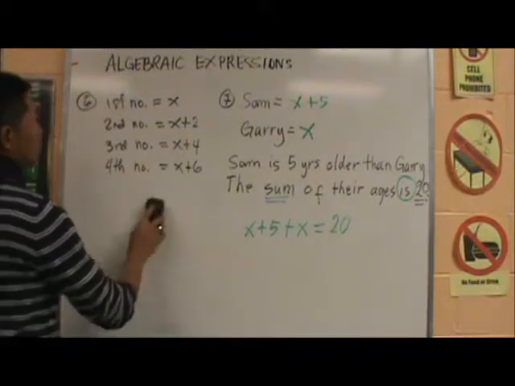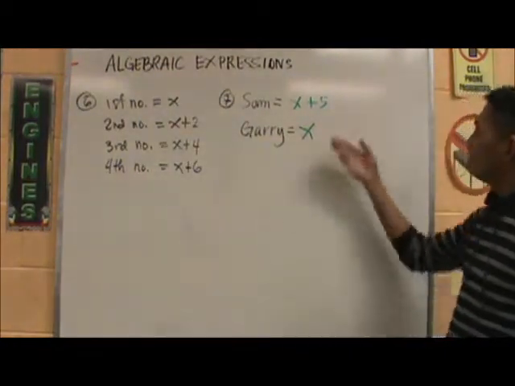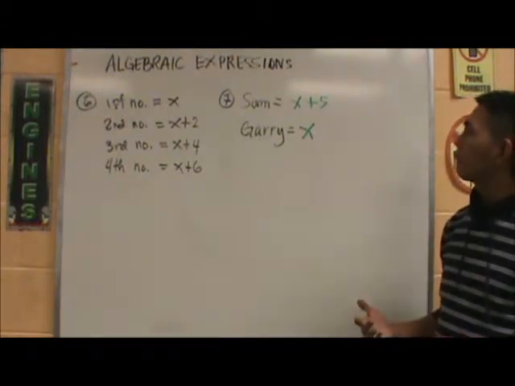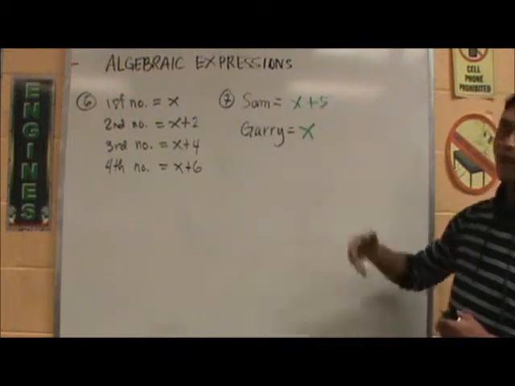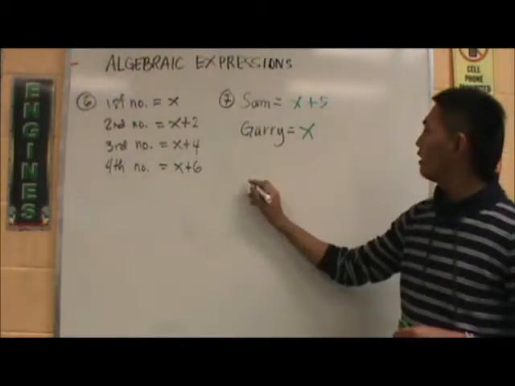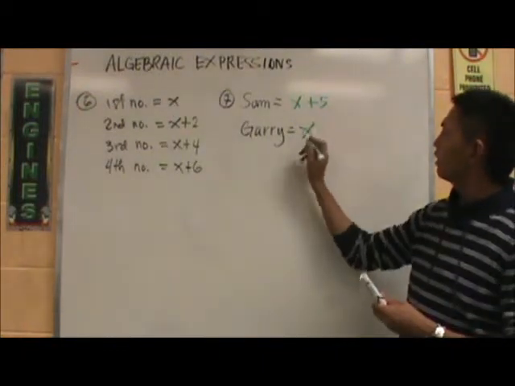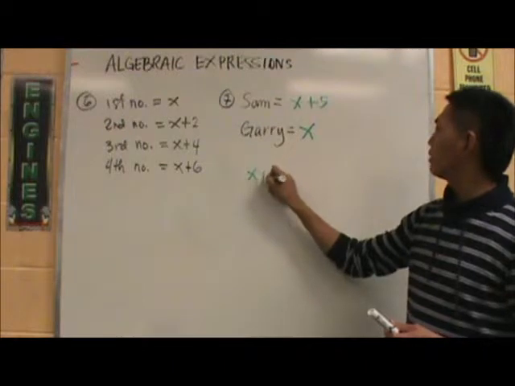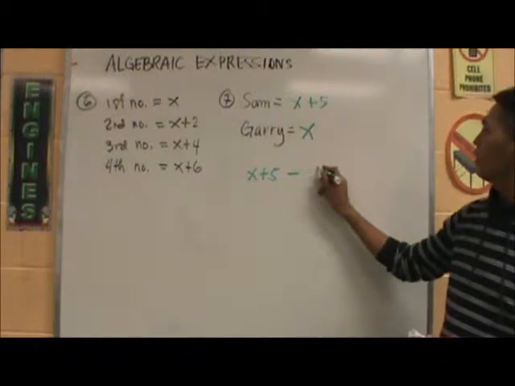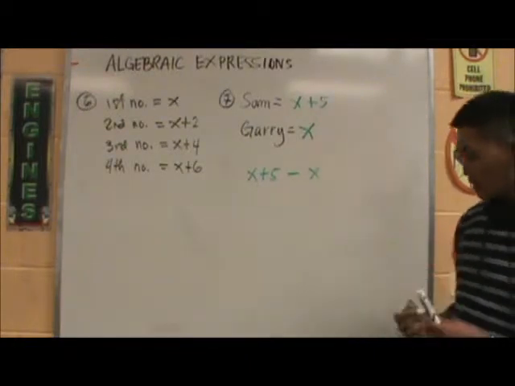Now, how about here? This time, I want you to write the difference of their ages. So how would you write the difference of their ages? Now I have x. Okay, so I have x plus 5, which is Sam's age. Difference means minus. And then you have Gary's age. That's about it.